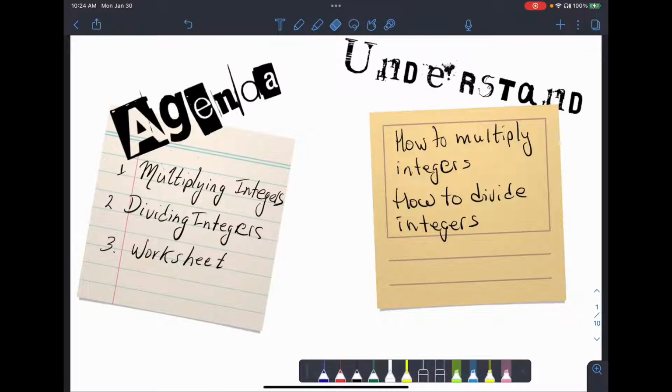Okay, today we are going to go over a couple of things. On our agenda, first we're going to talk about multiplying integers, and then we'll go into dividing integers, and you will have a worksheet that you can work through. You should have a copy of these slides that you can follow along with. Hopefully by the end of this, you will understand how to multiply integers and how to divide integers. So these are our goals for this video.